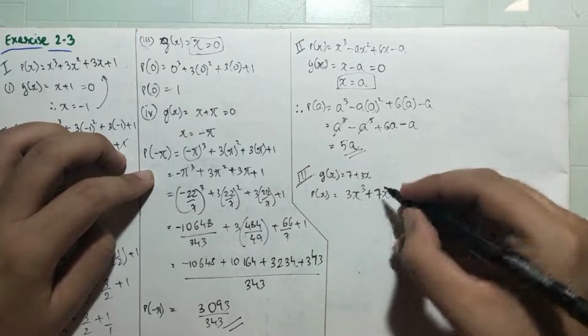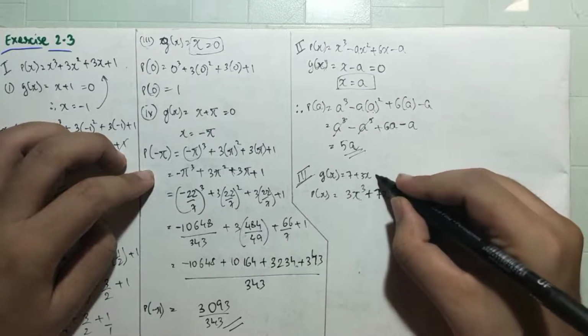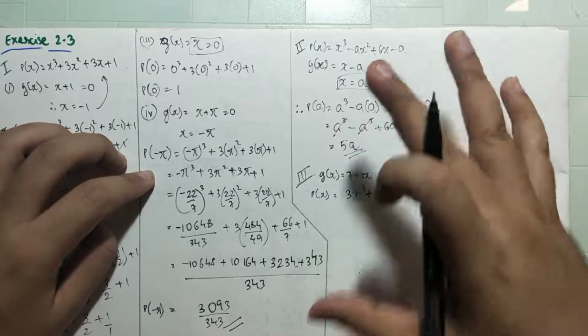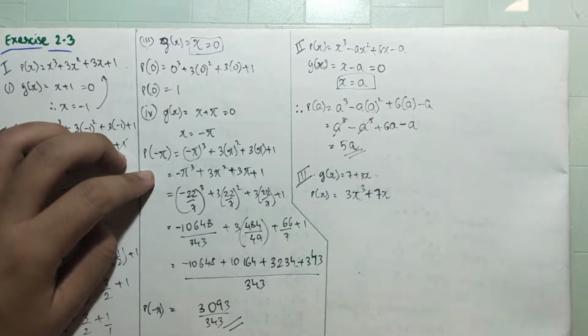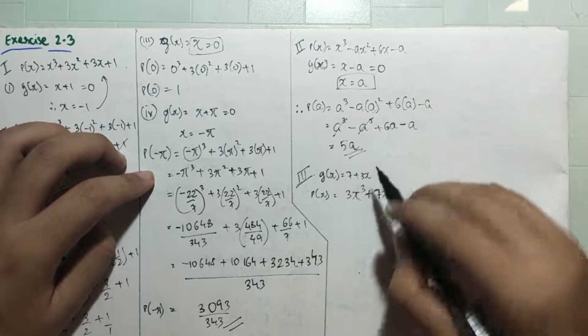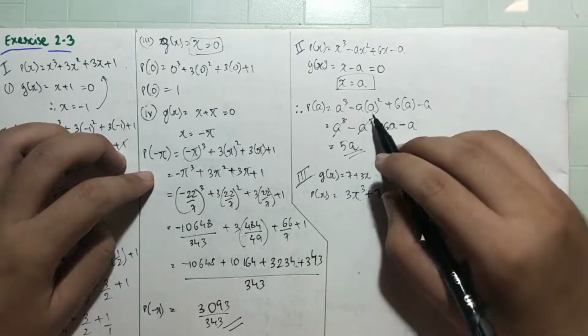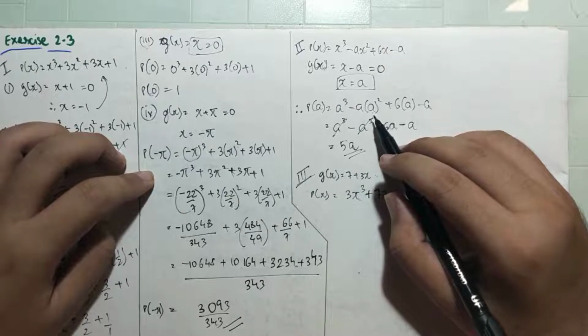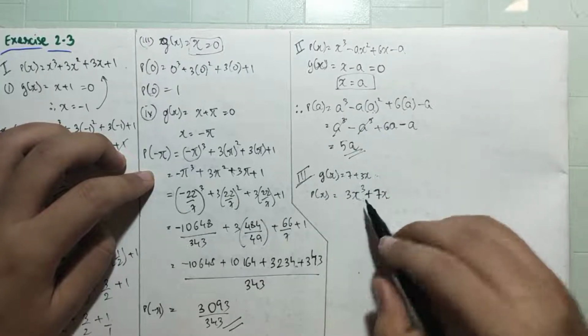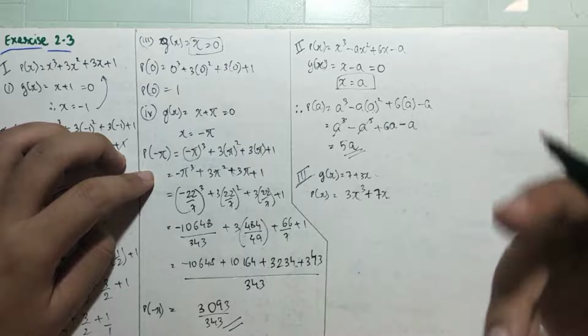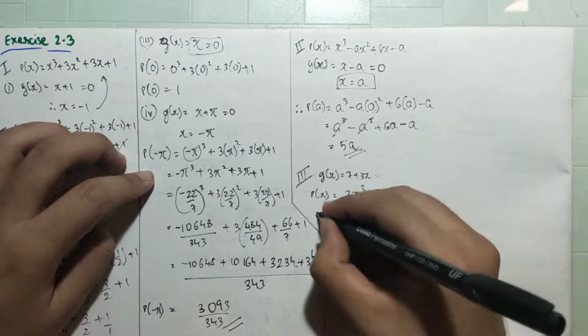You have to find whether this is a factor of this or not. To find whether this is a factor of this or not, use the same method. I have explained that in the previous video also: if you want to find whether they are factors or not, just do the same method you use to find the remainder. If the remainder comes out to be 0, then yes, it's a factor. If the remainder is not 0, it's not a factor.